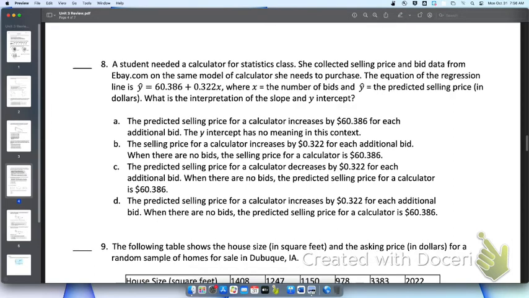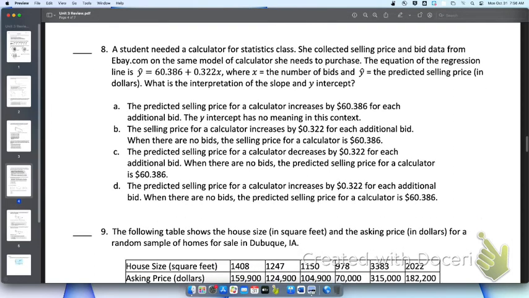Man, this student still needs a calculator. All right, cool. A student needed a calculator for statistics class. She collected selling price and bid data from eBay.com, and it looks like the same equation that we've been working with. X is the number of bids. Y hat is the predicted selling price. What is the interpretation of the slope and the y-intercept?